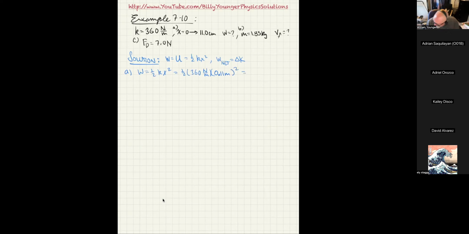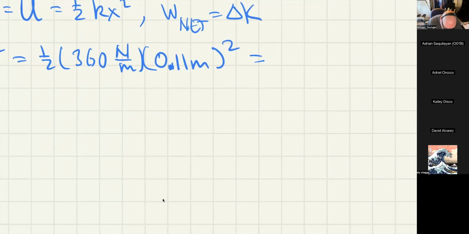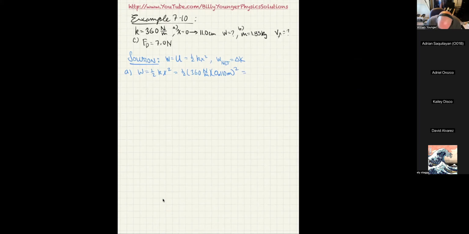And now I square that. 0.5 times 360 is, of course, 180, times 0.11, which is 0.0121, I think, squared. And all of that gives me 2.178. And I am assuming that I had 2 sig figs. Oh, actually, the 11 was actually 3 sig figs, as was the 360. Let me fix that. So this should have been 11.0 centimeters like that. So now I got 3 sig figs.